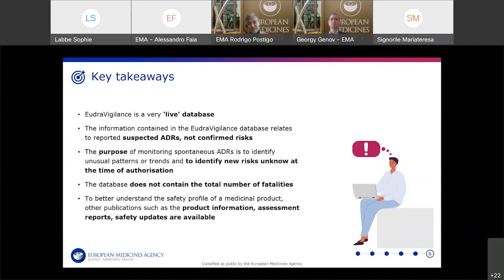So if we understand that EudraVigilance is not a database for identifying risk, to better understand the safety profile of a medicinal product, the publications such as the product information, the assessment reports, and the safety assessment updates that are available would be maybe a better place to check the safety profile of the medicinal product.